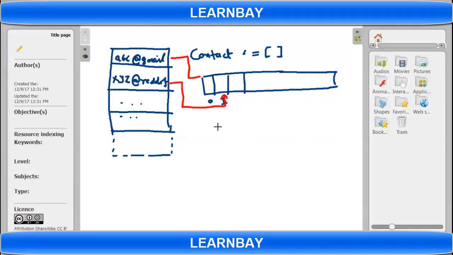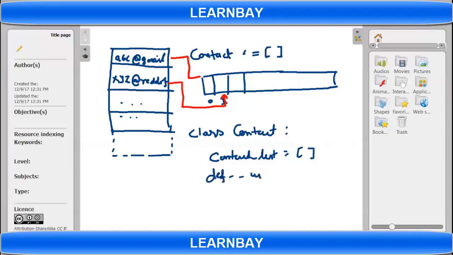So there will be a class level variable. The code will be something like class contact, and then you might be having a contact list, which is empty, and then you will be having something like def underscore init underscore, and then the first argument will be self, and then name or email ID.